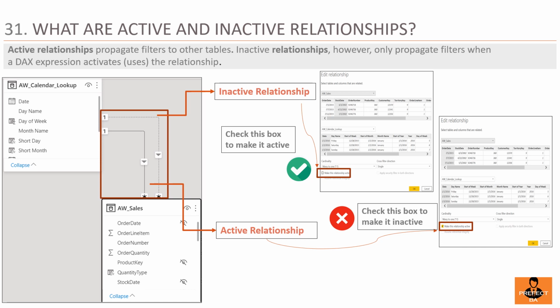In the example shown above, the date column in the calendar table is connected to two fields, order date and stock date of AW sales data. There can be only one active relationship to the date field in the calendar table. An important note: first make the active relationship inactive. Only after that, the other inactive relationship can be made active.